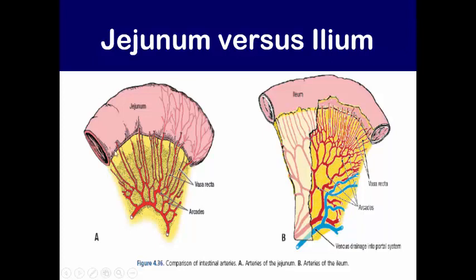Also, as I said, the wall of the jejunum is thicker and the mesentery is relatively transparent, while in the ileum it is filled with fat.